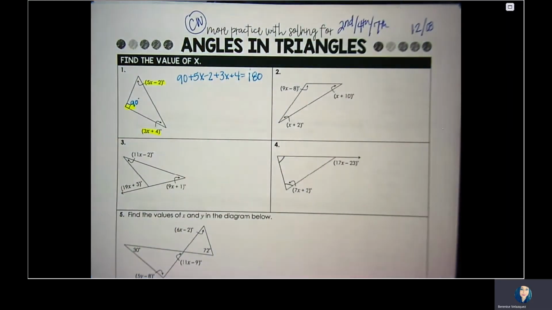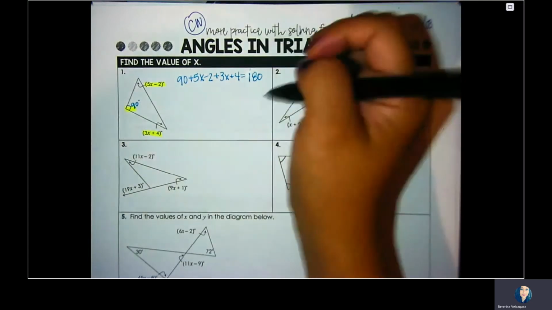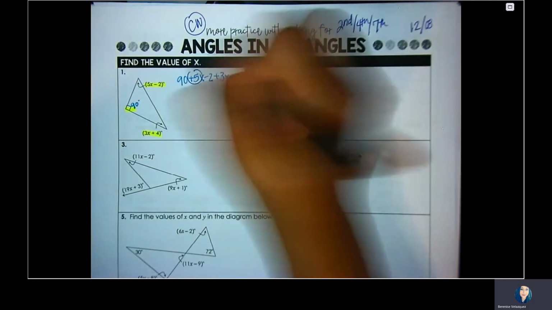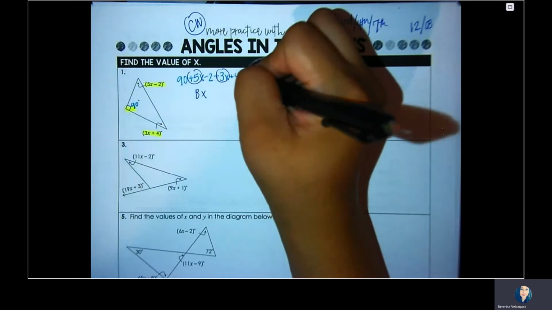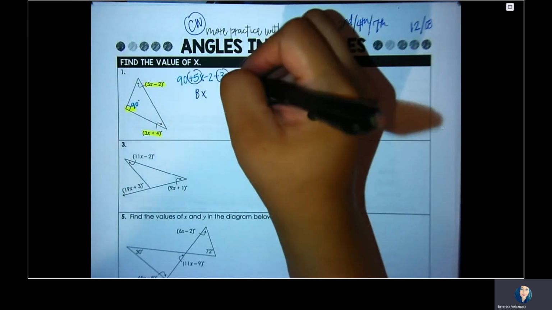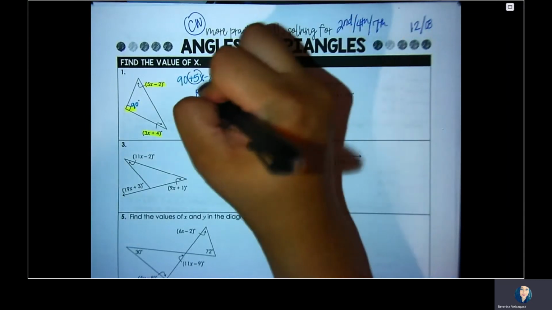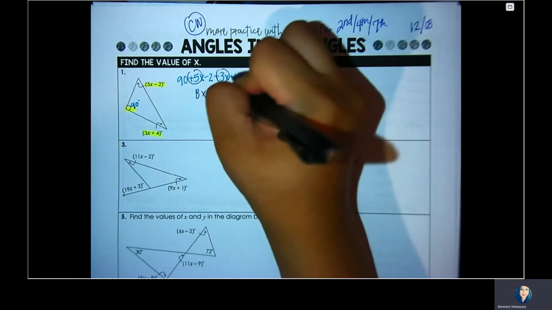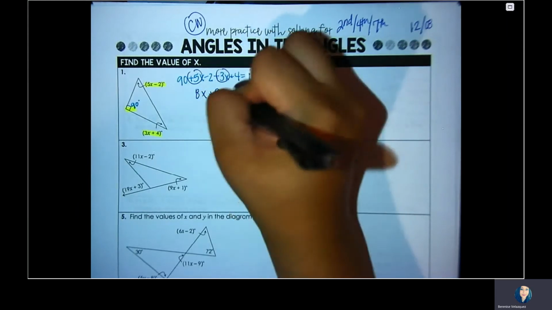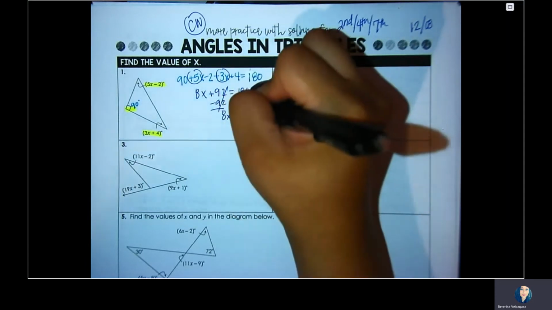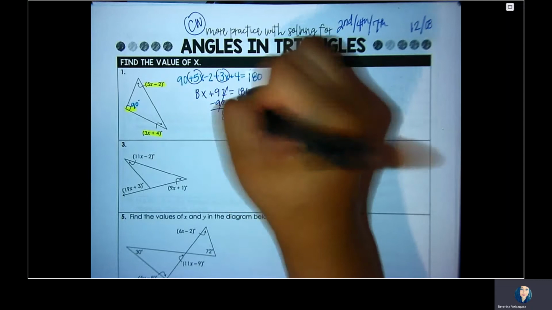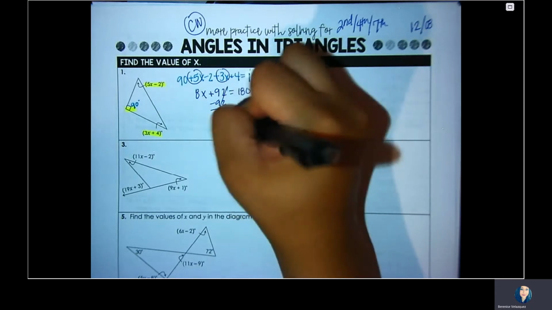Okay, so again, your algebra skills should be something that you can do on your own. So I'm going to hopefully be able to pick up the pace on these. We have 5x, we have 3x, that is 8x, and then you have 90 minus 2 plus 4. I would do 90 plus 4 first, and then the minus 2, so that's 94 minus 2. So that is plus 92 equals 180. Subtract 92. 8x is equal to 180 minus 90 is 90, minus 2 is 88, divide by 8, and x is equal to 11.